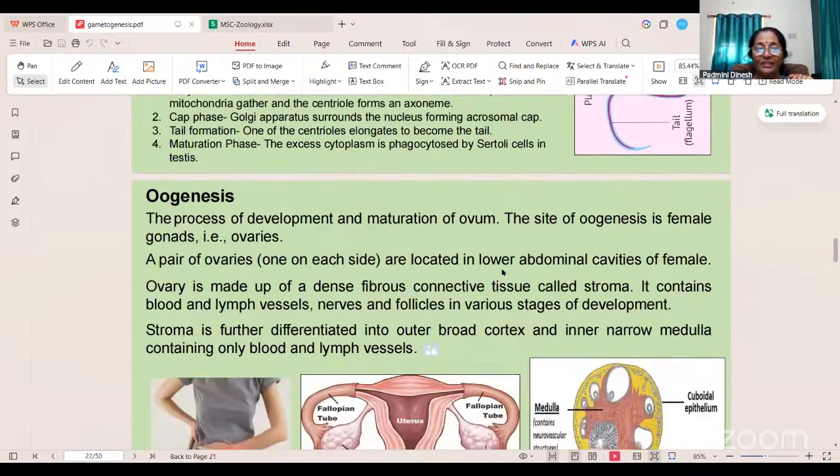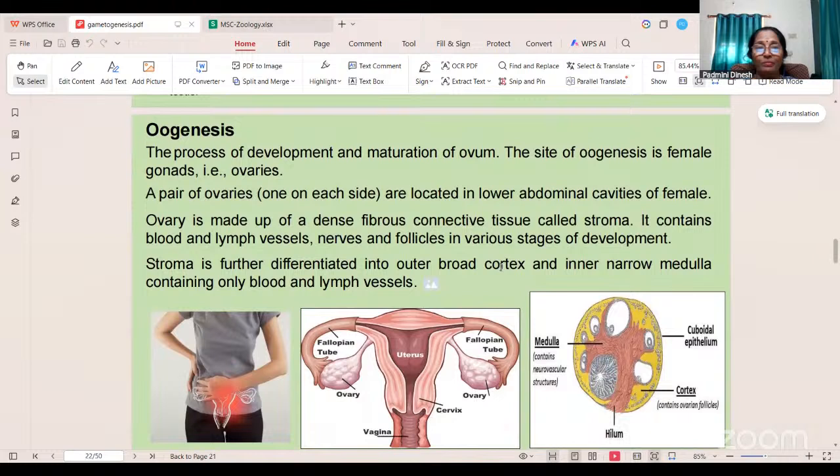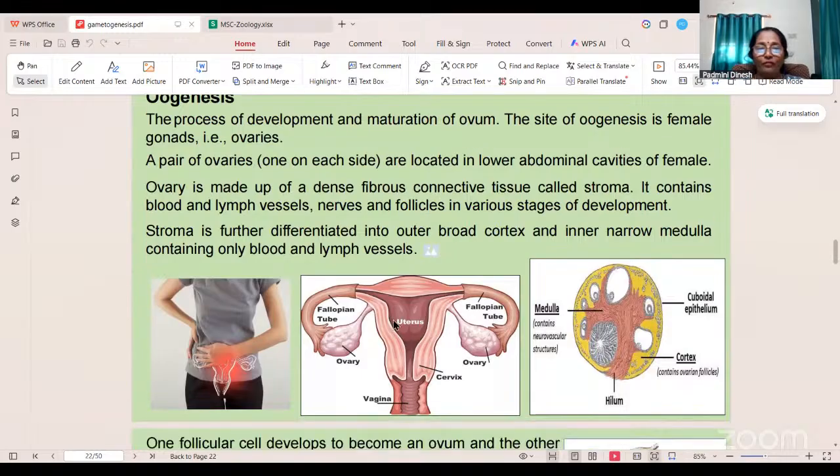Now coming to oogenesis, that is the development of the ovum or mature egg. The process of development and maturation of the ovum is called oogenesis. Genesis means to give rise to. Okay. Now, there is a pair of ovaries. So you have a pair of ovaries located in the lower abdominal cavity of the female. So in the lower abdominal cavity, there is a pair of ovaries.